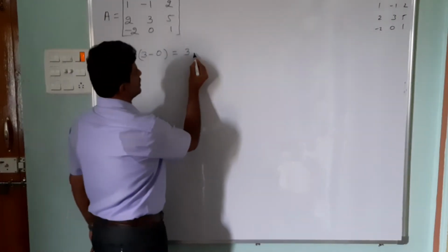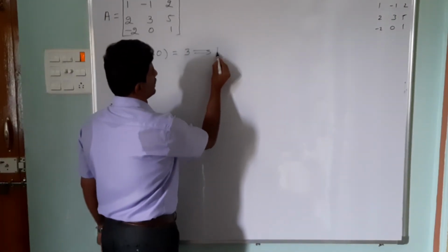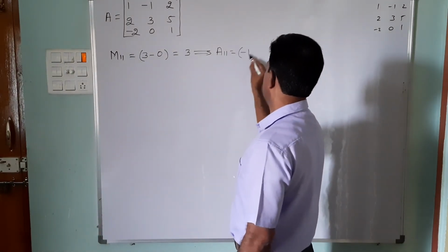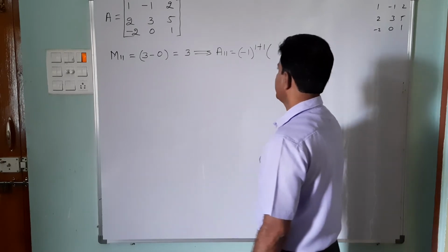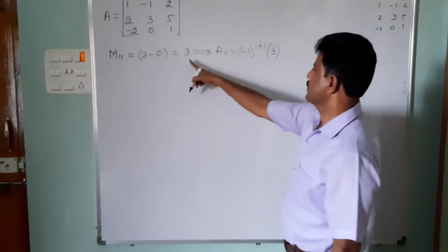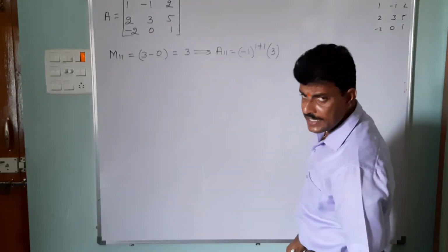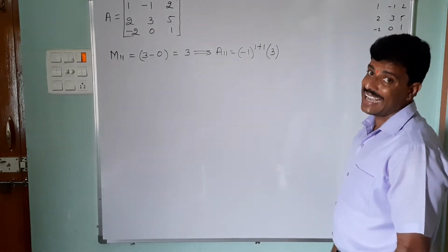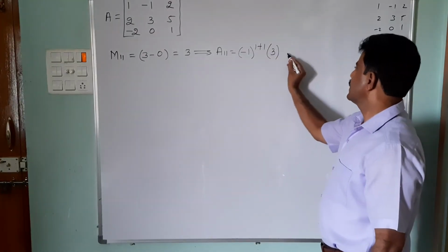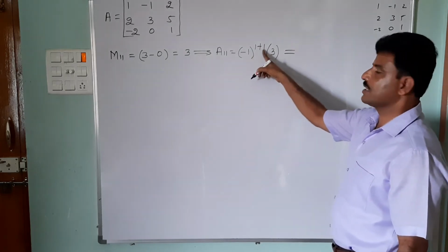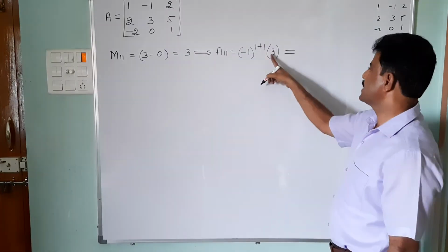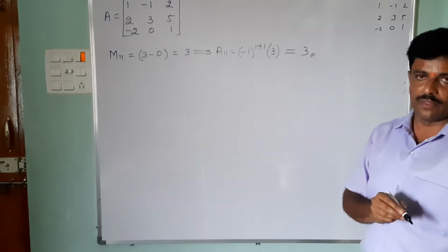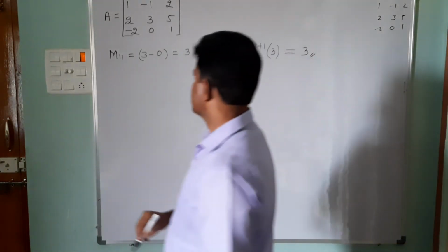Now the cofactor of 1. A11 is equal to minus 1 whole to the power of 1 plus 1 into the minor, which is 3. You know the definition: aij is equal to minus 1 whole to the power of i plus j into mij. The result is minus 1 to the power 1 plus 1; 2 is an even number, so plus into plus. This cofactor of 1 is 3.